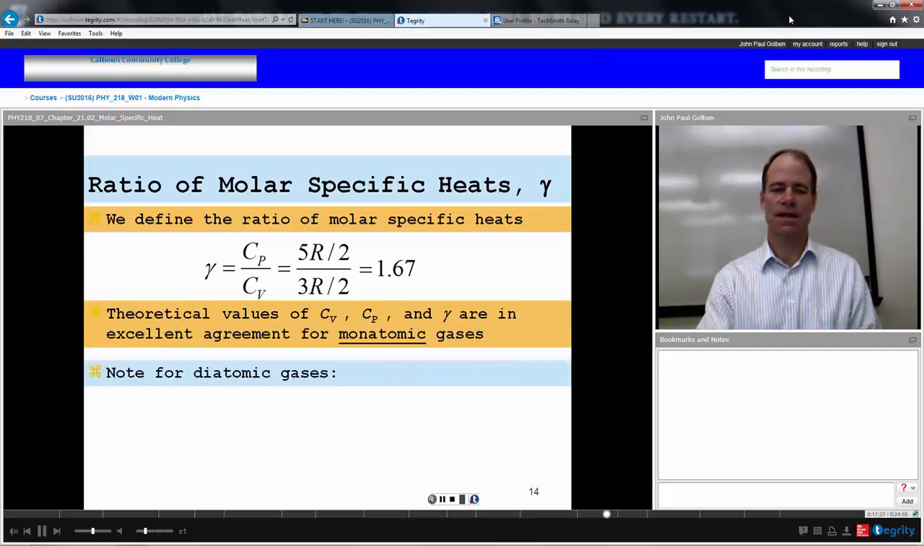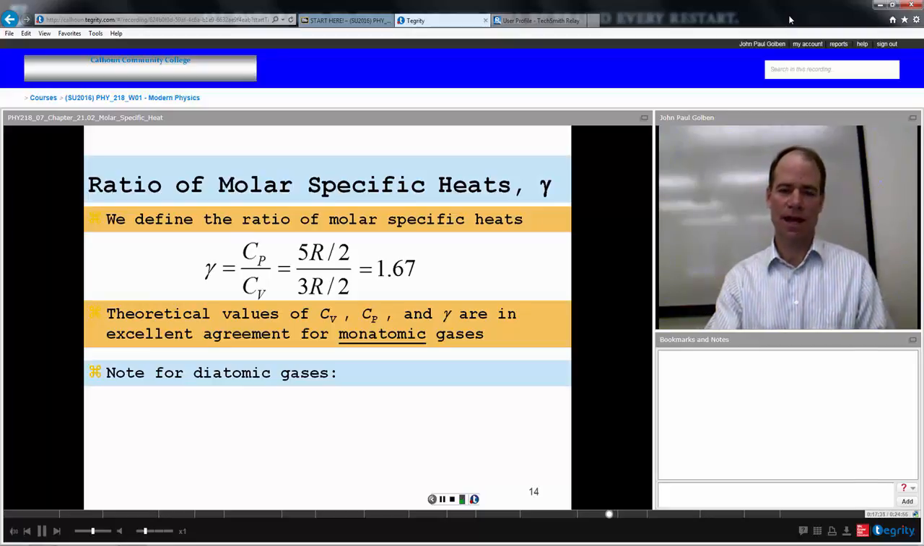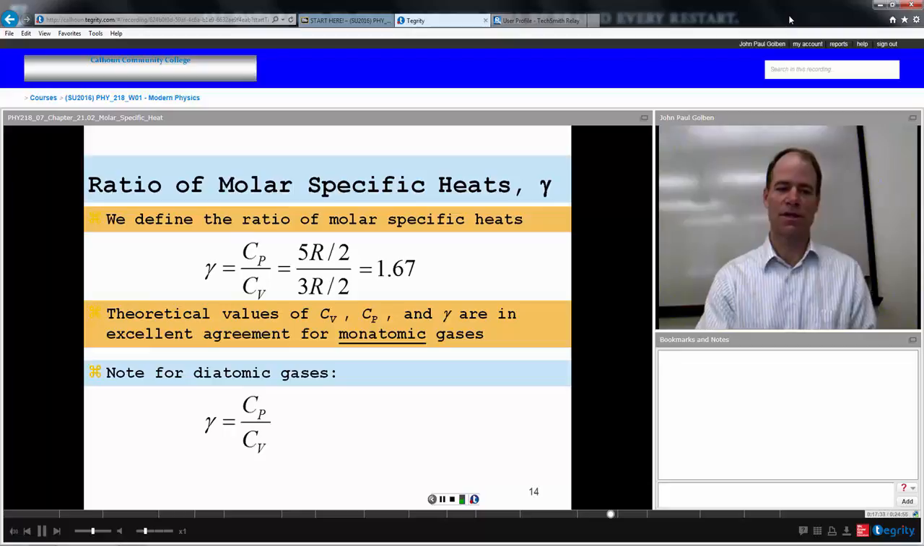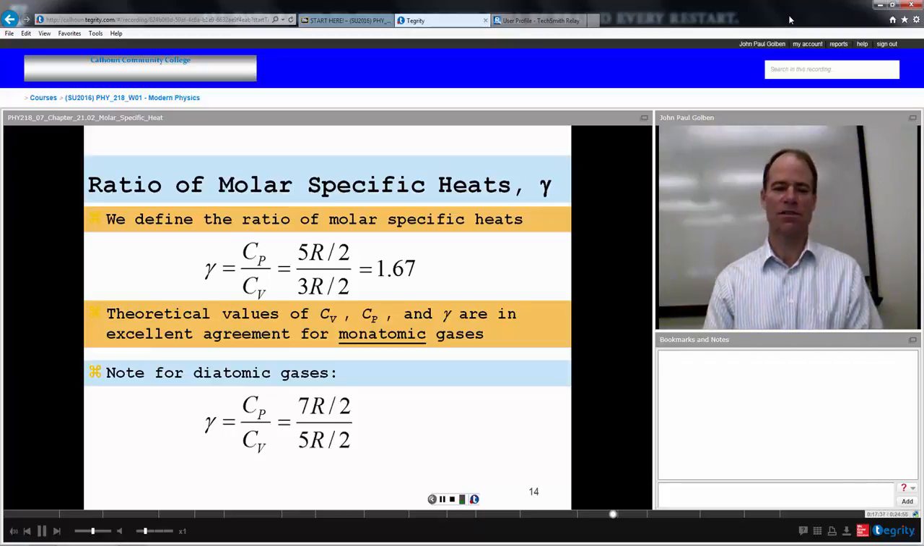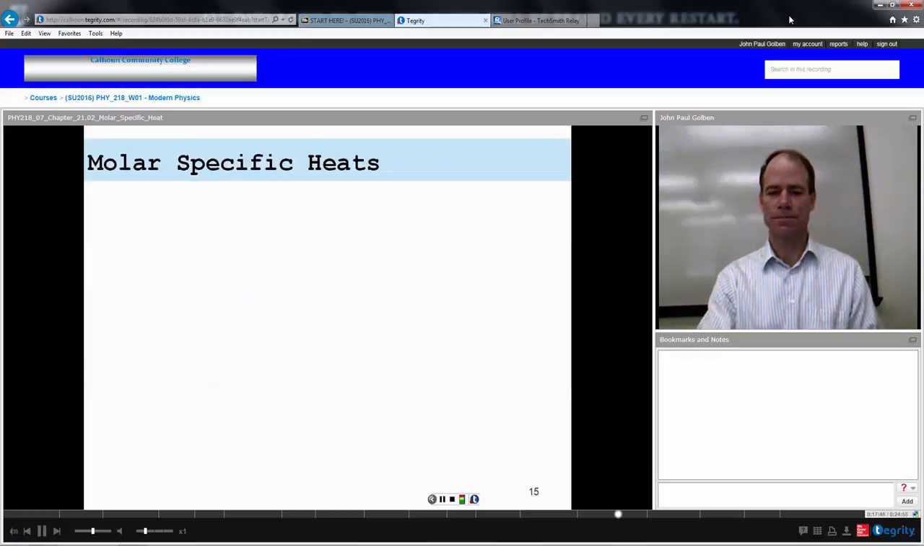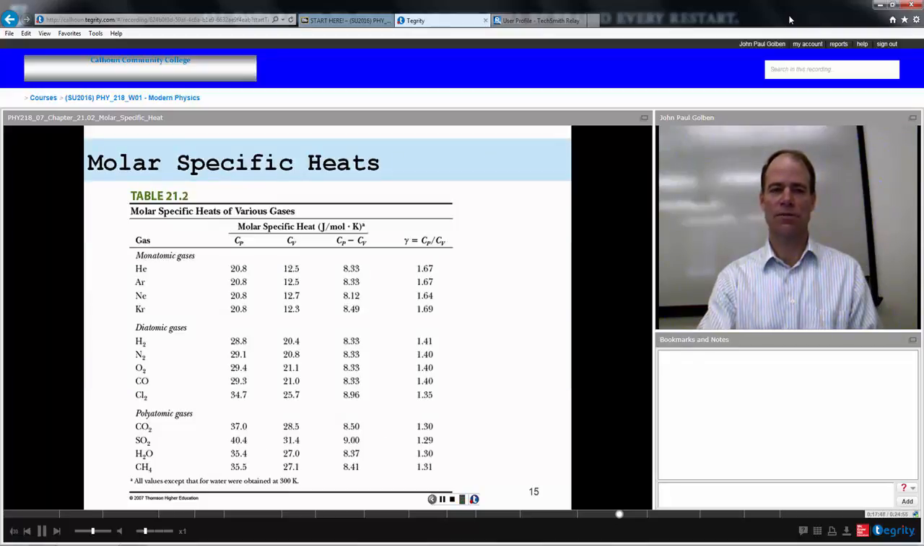This is an excellent agreement for monatomic gases. Note for diatomic gases at room temperature, our C sub P is actually 1 R greater, 7/2 R, and so is our C sub V, 5/2 R. So for diatomic gases, this is 1.4. Also an excellent agreement at room temperature.